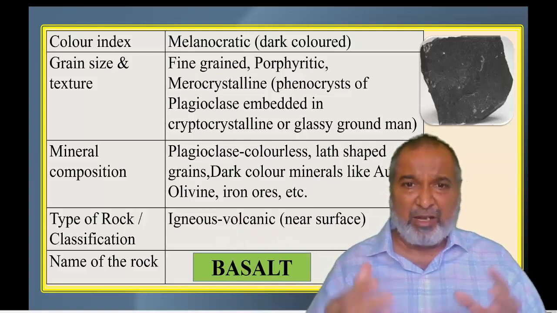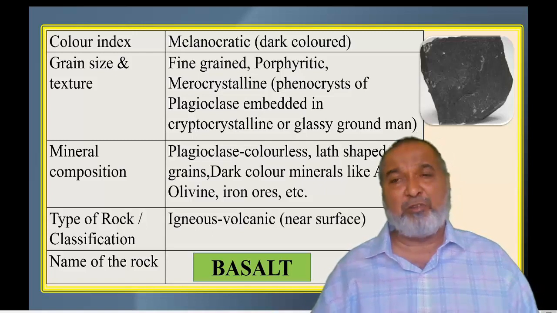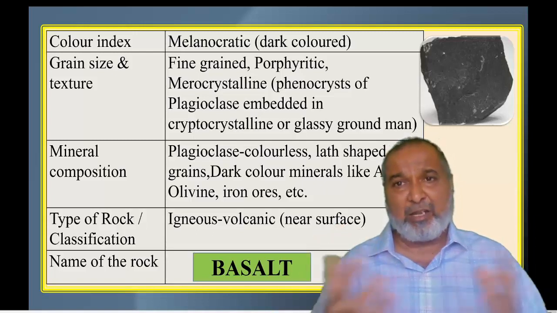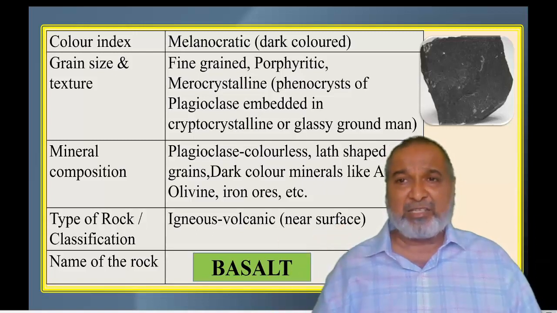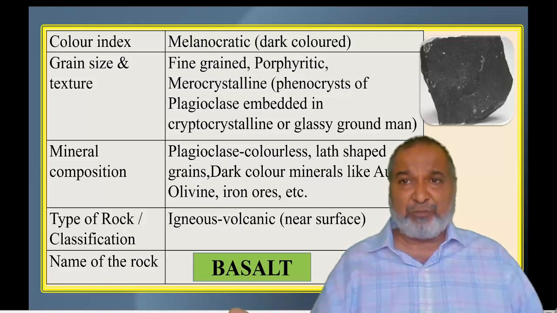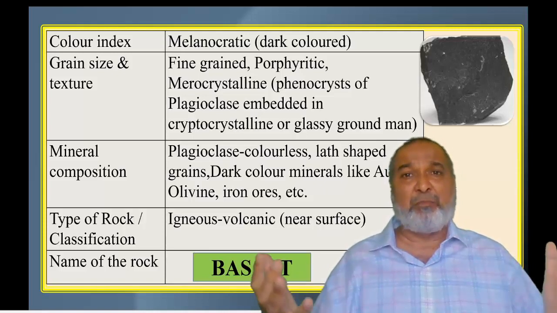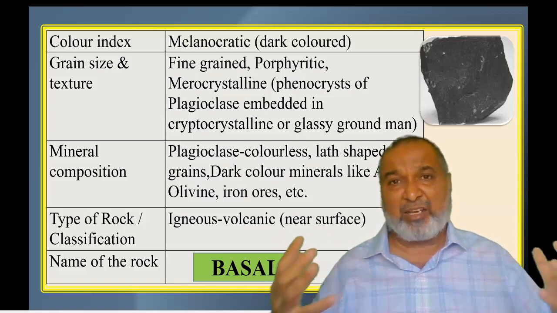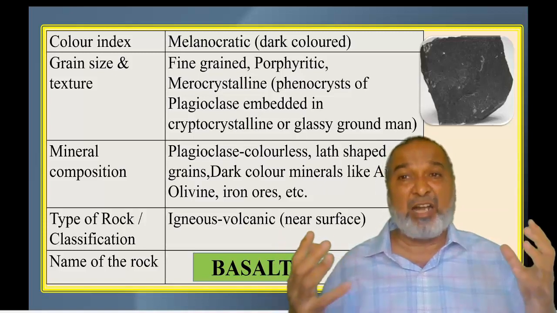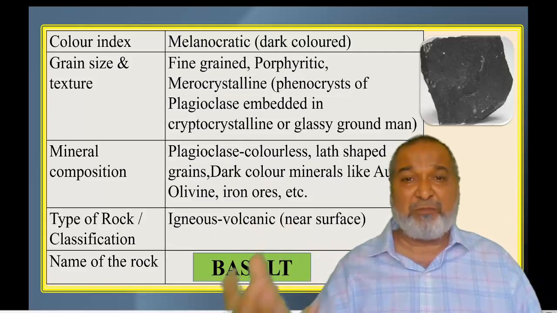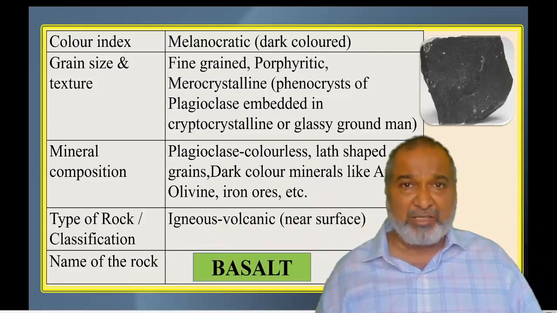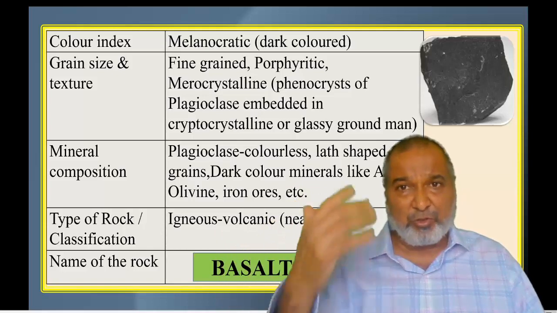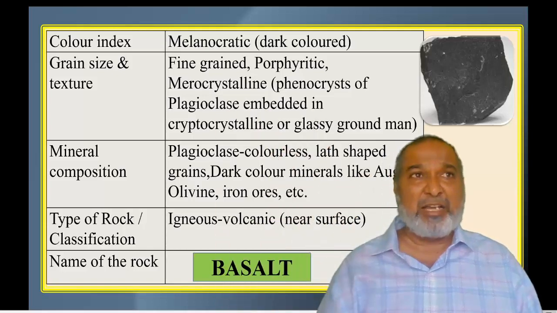Now this is the last one, basalt, a very important one, because where we live in Pune, Maharashtra itself contains the volcanic eruption basalt. So here we have a black rock. It is a melanocratic, dark color rock. Yes, it is a dark color rock, so straightaway it is a basic rock. Yes, it is fine grain. So it is volcanic because magmatic eruption is there.